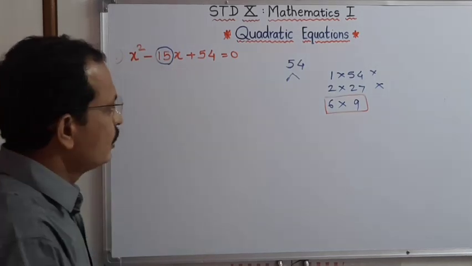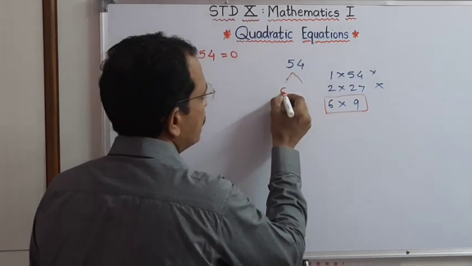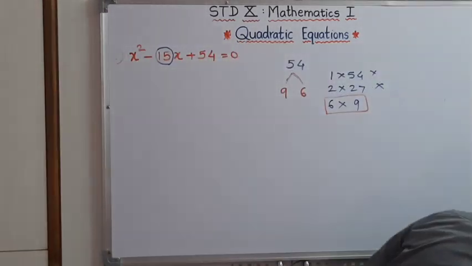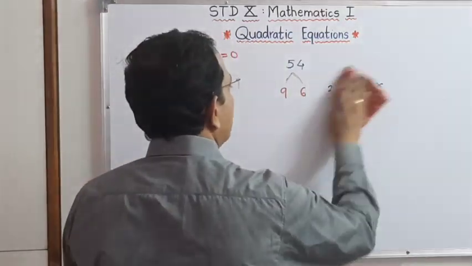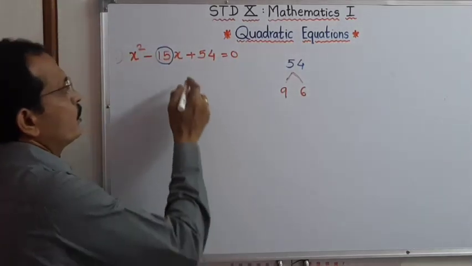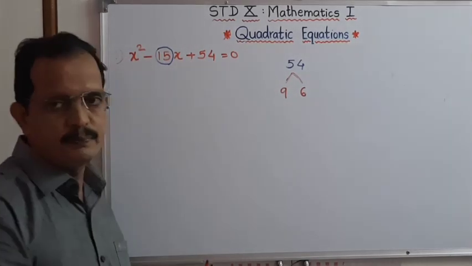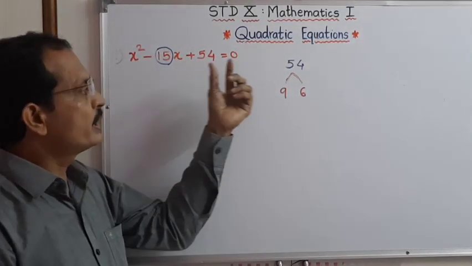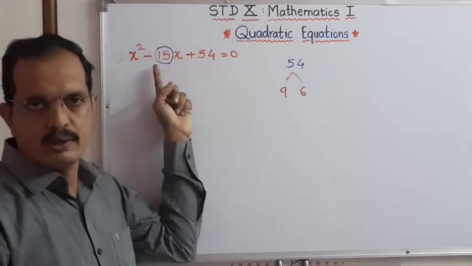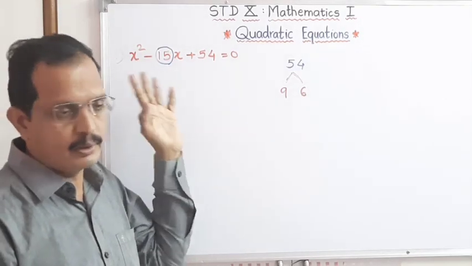Now see here, we have to take the factors of 54 like this. It is 9 and 6. We can write 6 and 9 or 9 and 6, it is the same. Now see here, the next step is, I have told you that we have to take into consideration this plus sign. Here it is plus, therefore we take out the factors of 54 whose addition should be equal to the coefficient of the middle term.